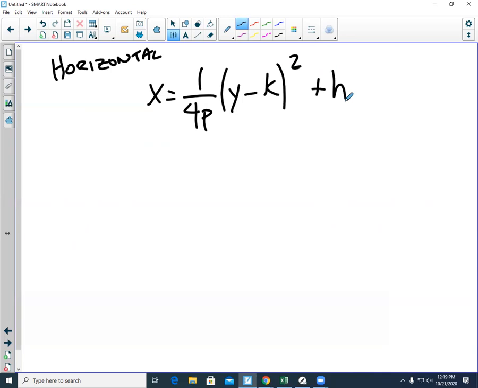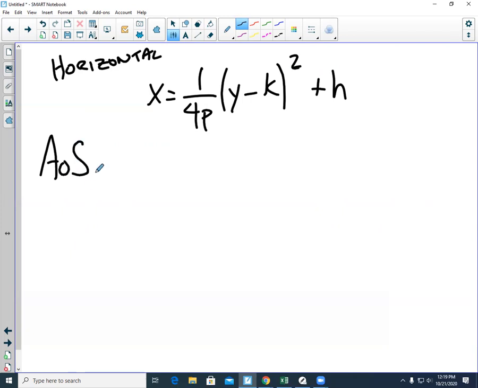So notice, every aspect of it switched. The x switched with the y, and the h switched with the k, and the k switched with the h. Right? So we have flipped every single one of those aspects. Now what we're going to do is run our way through all of the important information.